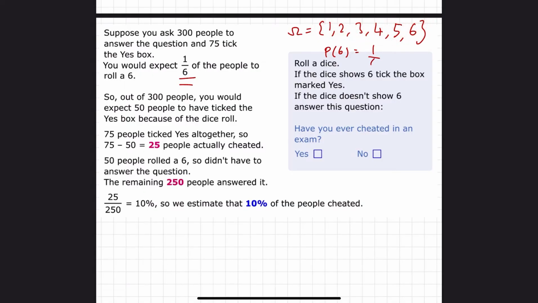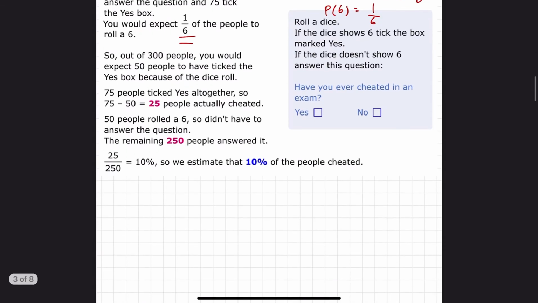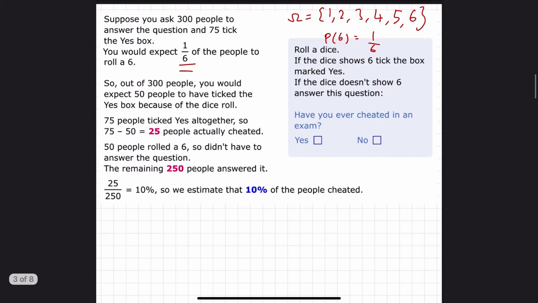6. So the probability of a 6 is just a sixth. So we're expecting a sixth of the people to roll a 6. And out of 300 people, that means 50 people just tick the box because they landed on a 6. That is a sixth of 300. 75 people ticked yes altogether.